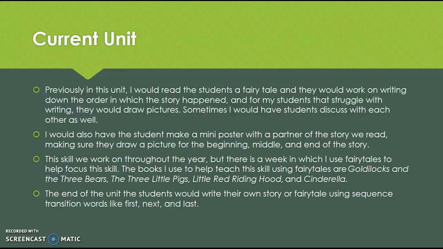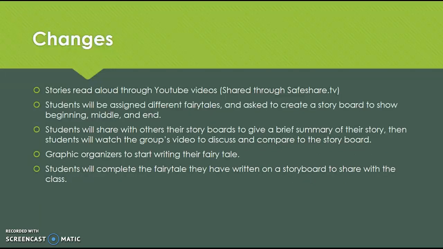Like I said, this is something we come back to throughout the year. We hit it several times throughout the year, sequencing, but there is a week where I use fairy tales to help focus this skill. And the books I used to teach this skill were Goldilocks and the 3 Little Pigs, Little Red Riding Hood, and Cinderella. At the end of the unit, the students would write their own story or fairy tale using sequence transition words like first, next, and last.